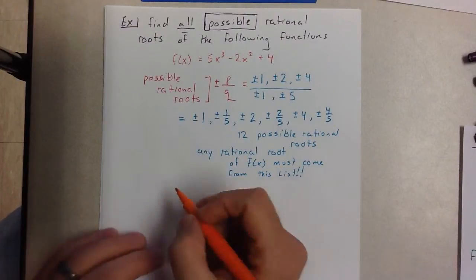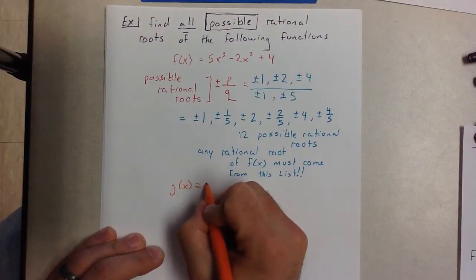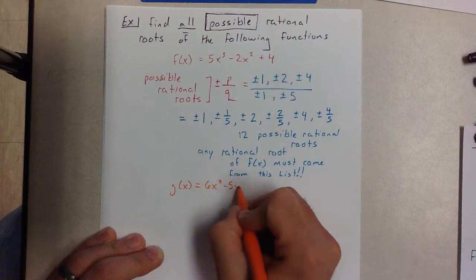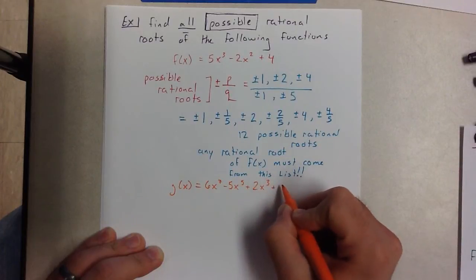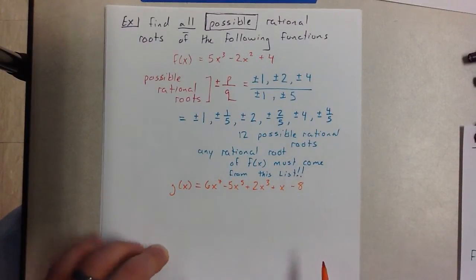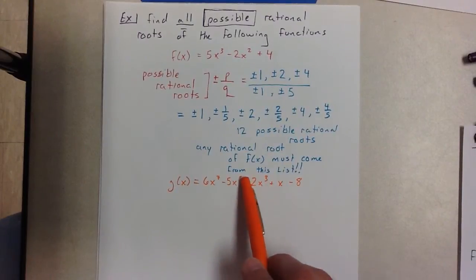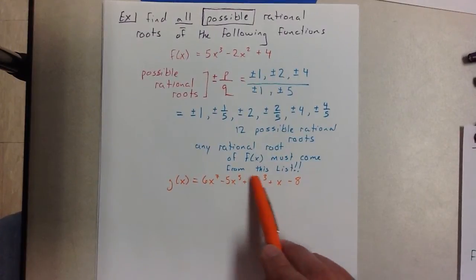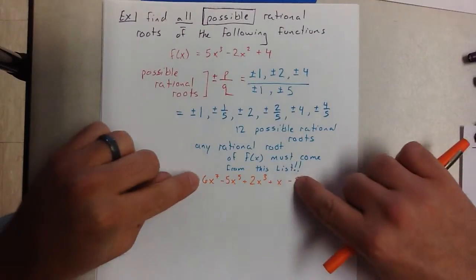Let's try another. So say we have g of x. Okay, so let's make this a little more interesting. 6x to the power of 7 minus 5x to the power of 5 plus 2x cubed plus x minus 8. What I find interesting with this test, I guess you call it a test, is it does not matter what's going on inside of here, which I find incredible because I could have nothing here and our possible roots are still the same numbers because it only depends on the first and last.